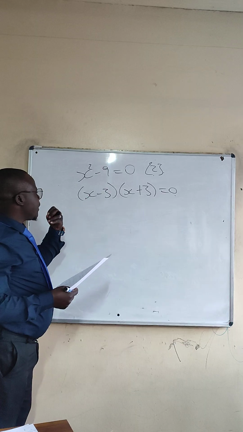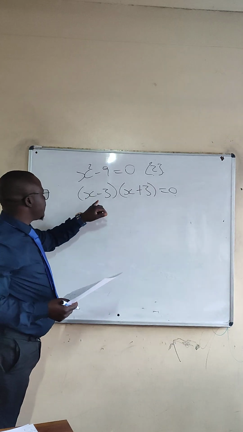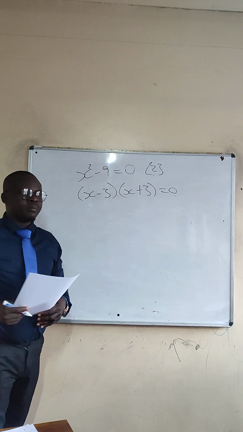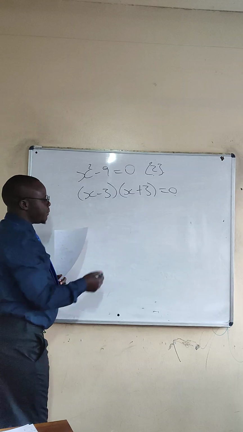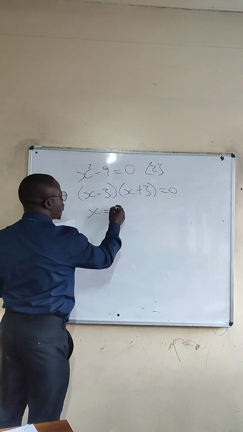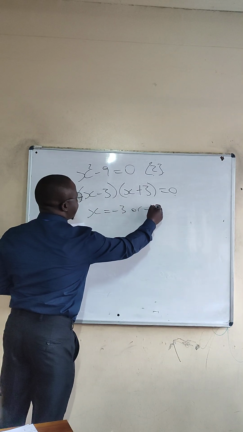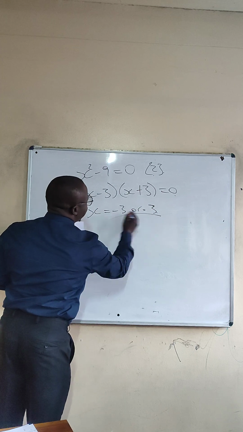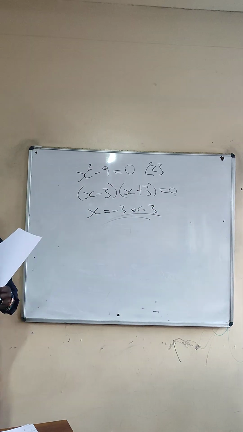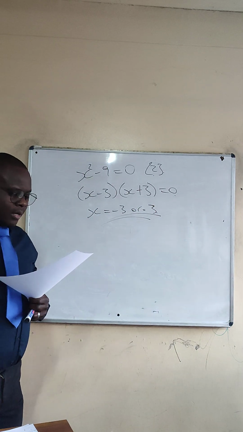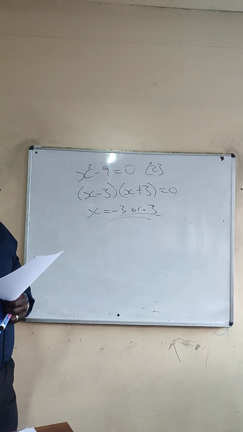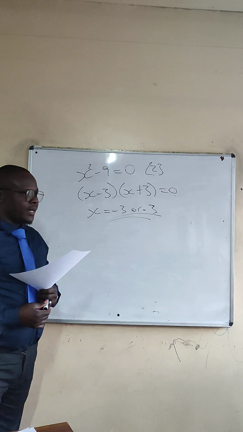In terms of factorizing this, we now have 2 factors, which are x minus 3 and x plus 3. So the solution at the end of the day was x equals negative 3 or x equals positive 3. This was the first question. So let's look at the next question. What were you expected to answer on the next question?